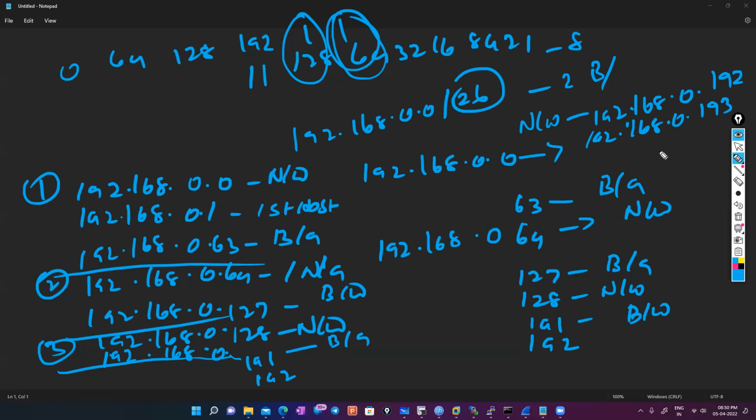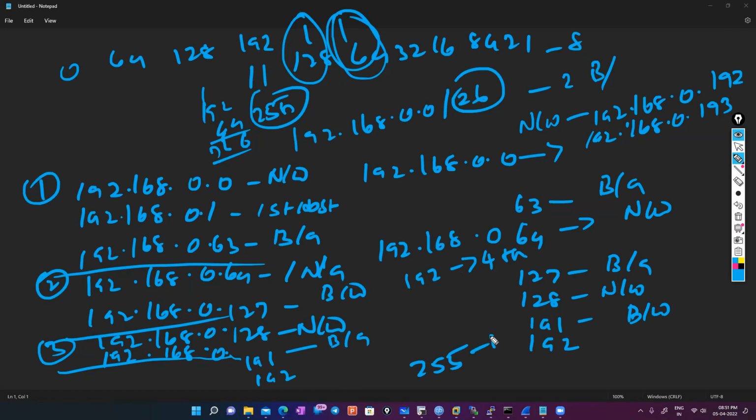But next, you have to add this 192 with 64, which gives 256. The total usable is 255, so it ends with 255. You got it? So this is the network address: 192 is the fourth network address, and 255 is the broadcast.